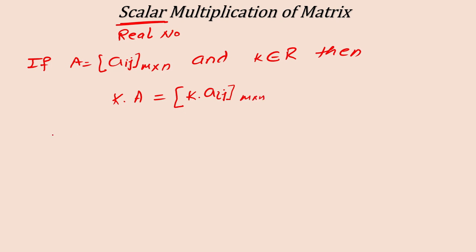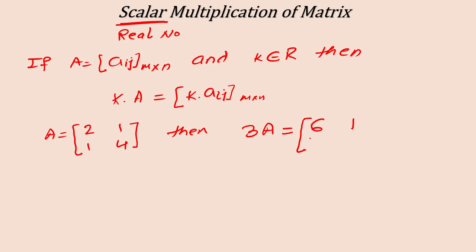For example, if A is equal to say 2, 1, 1, 4, then what will be 3A? 3A means 3 is a real number and it is multiplied with A. So, all elements of A will be multiplied with 3. So, 3 multiply 2, 6. 3 multiply 1, 3. Then 3 multiply 1, 3. 3 multiply 4, 12. So, you can see how easily you can multiply with the real number or scalar number.